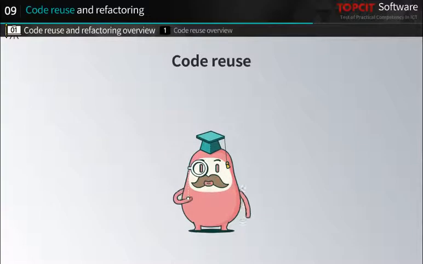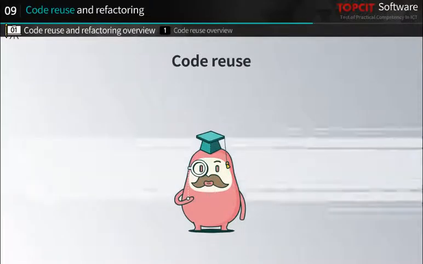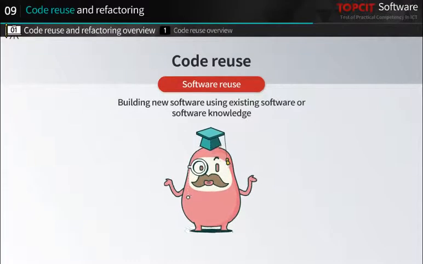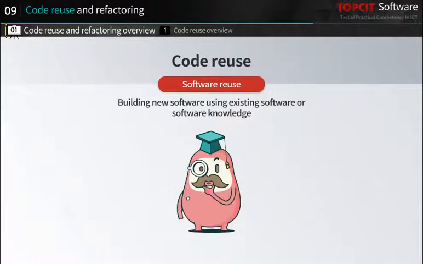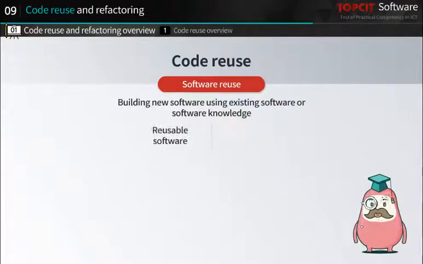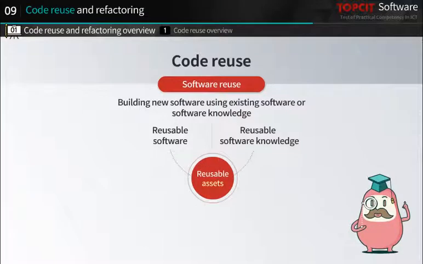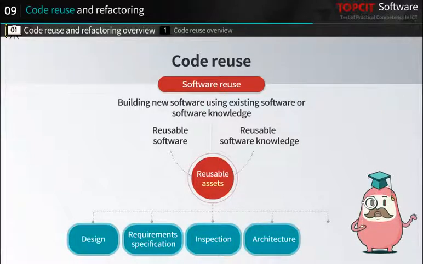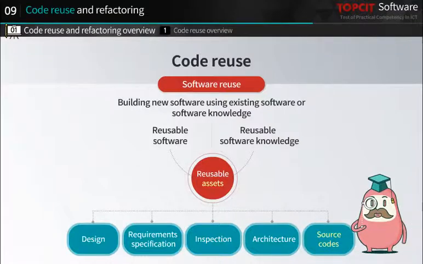First, let's see what code reuse means. Code reuse is also called software reuse. This refers to building new software using existing software or software knowledge. Reusable software or software knowledge can also be viewed as reusable assets. These assets also include design, requirements specification, inspection, architecture, etc. The best-known reusable asset is source code.